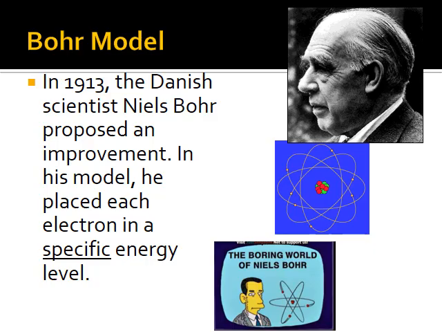So the next improvement to the atomic model was what we call Bohr's model. In 1913, Niels Bohr, a Danish scientist, proposed an improvement, which we're going to talk about, where he put electrons in a specific place.